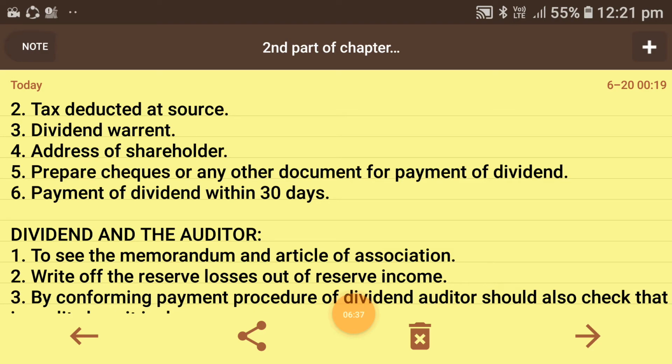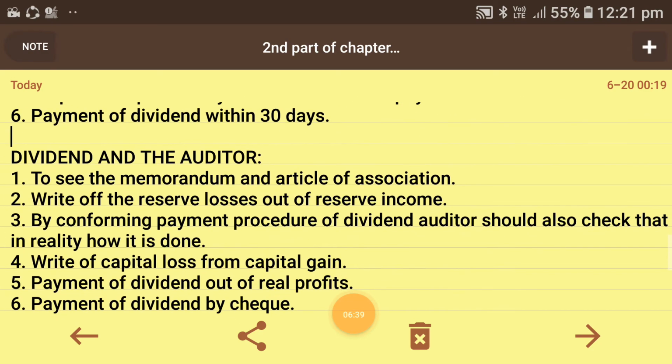Now I am going to talk about dividend and the auditor. In this, the auditor should see the memorandum of association and the articles of association of the company. Next, what should the auditor see? The right of reserves, losses out of reserve income. This point is very important: the auditor will see whether the write-off of losses of reserves should be done by the reserve income only or not.